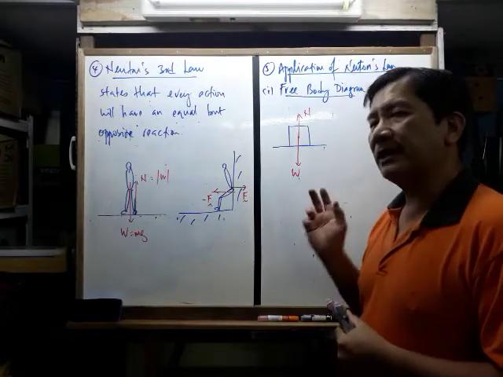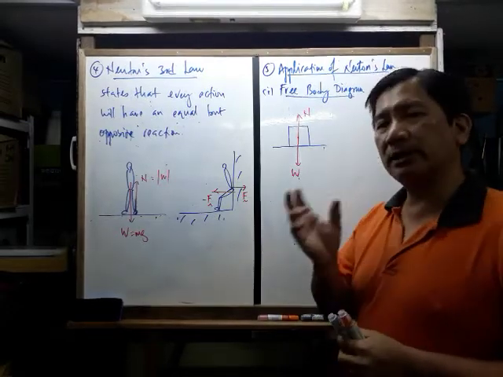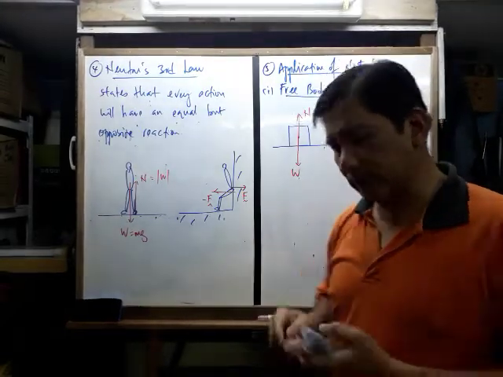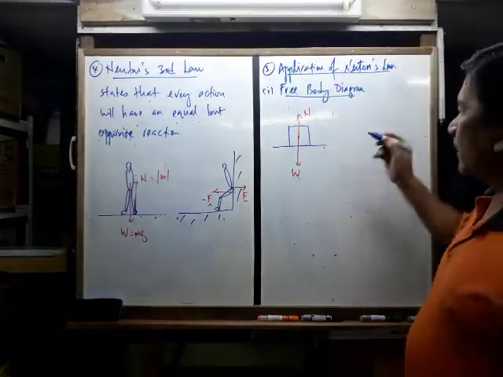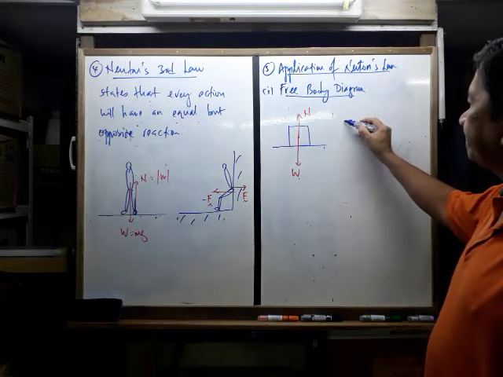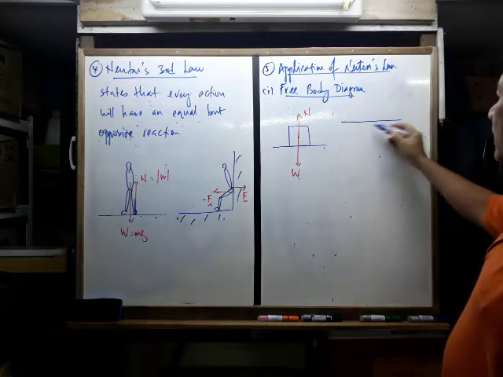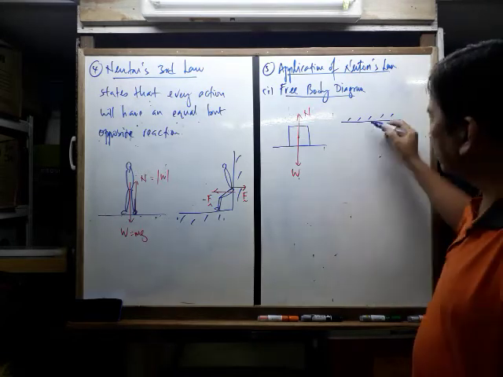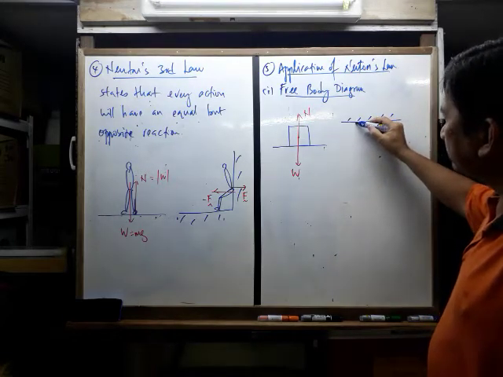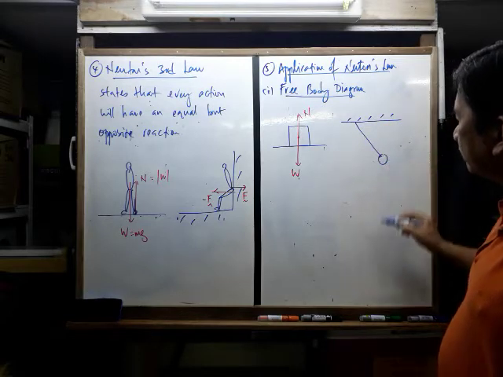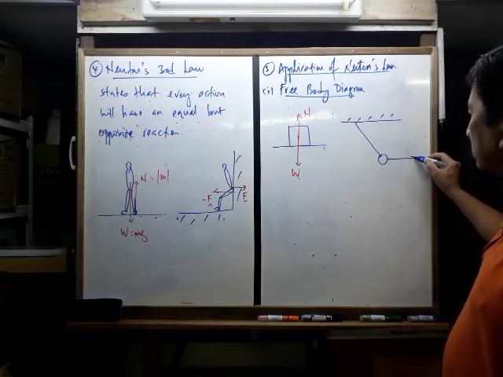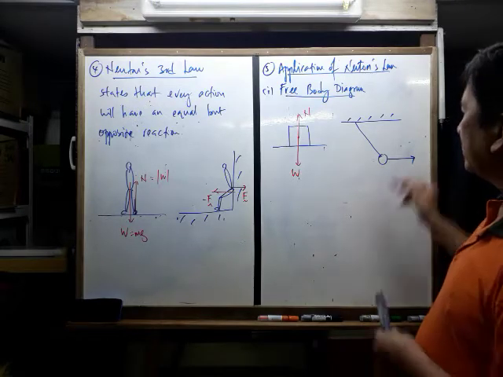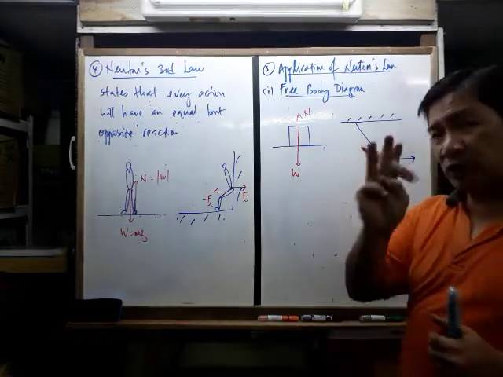A free body diagram is more applicable when you come to a situation where more than two forces are involved. For example, you have an object and you hang it from a ceiling, but you pull it sideways. For example, a pendulum. This pendulum is pulled sideways with a force, with a string here. So you see, this pendulum actually experiences three forces.